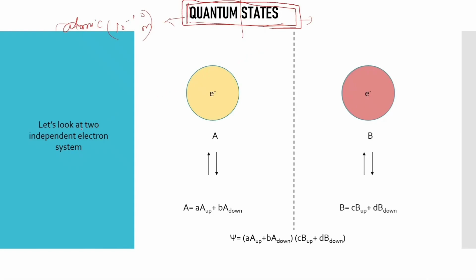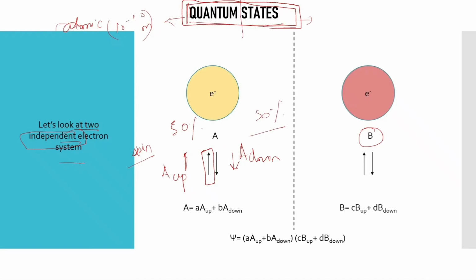Now here we are looking at a 2-electron system. These both electrons are independent of each other. And we are looking at the spin of these 2 electrons. Now an electron can take 2 spins. Either it will be up or it will be down. So we can denote spin up as A up and spin down as A down. Similarly, the case will be for electron B. Now 50% of the time the electron without any external factor is seen in state up, and 50% of the time it is seen in state down.